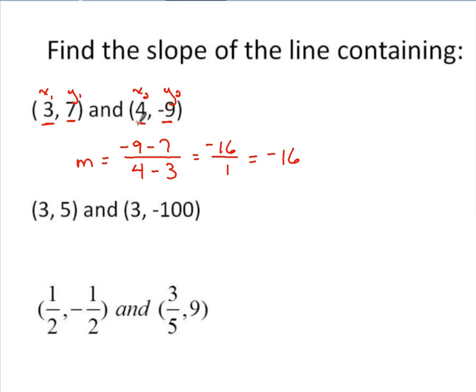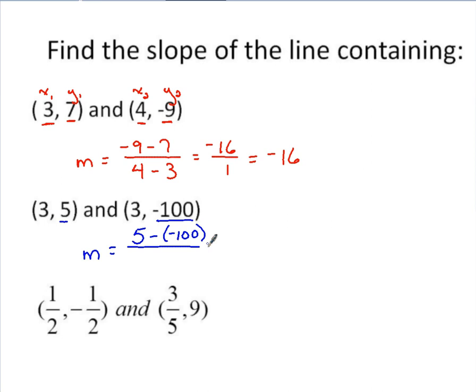So doing the second one here, you've got a line that passes through the ordered pair of 3, 5, and 3, negative 100. Your slope would be, well, let's say I do start with the first point this time. I'm taking the y value from the first point. I'm subtracting the y value from the second point. I'm putting that over the difference in the x's.